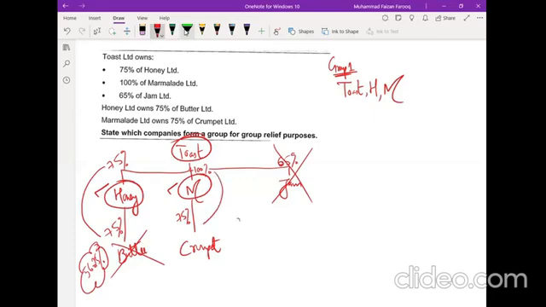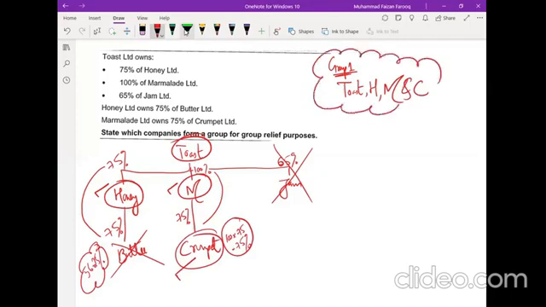What about the last one? Crumpet. We need to calculate the indirect holding. 100 into 75, how much? 75. So this one is okay or no? It's okay. So the group created includes Toast, Honey, Marmalade, and Crumpet. These are the companies allowed to share their losses. This is group number one.